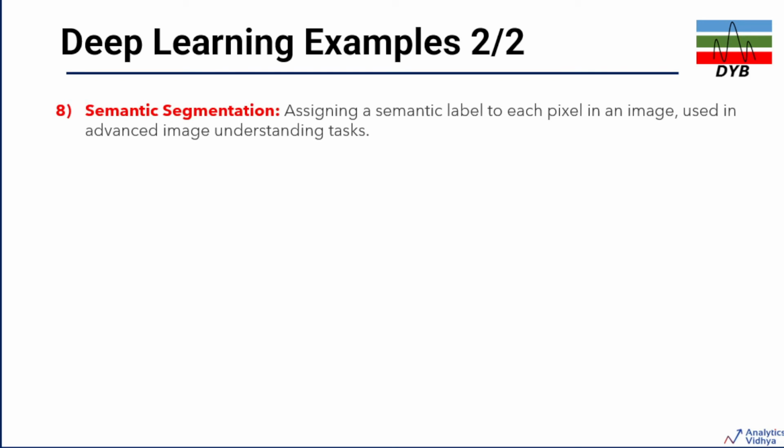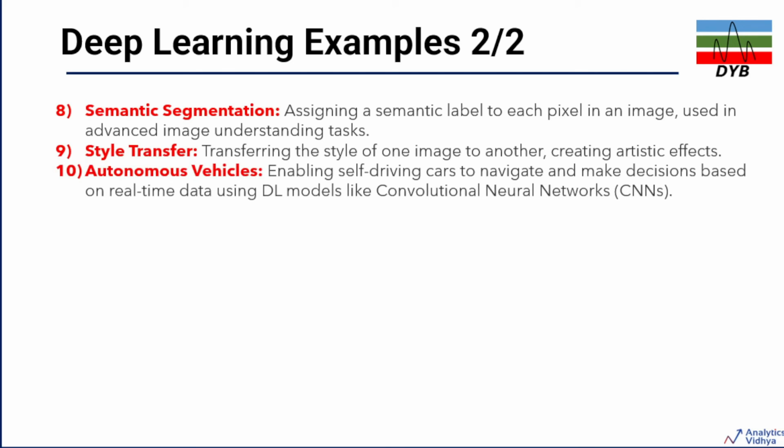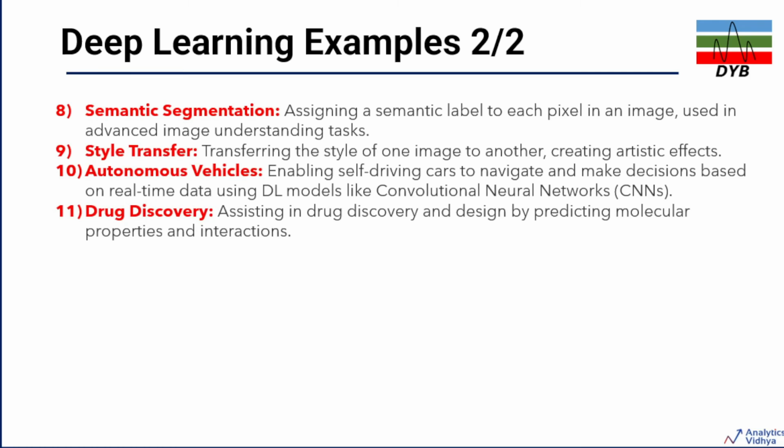Then we have semantic segmentation, which assigns a semantic label to each pixel in an image, used in advanced image understanding tasks. Style transfer, where you can transfer the style as well. Autonomous vehicles also use deep learning because they need more advanced neural networks, doing real-time image classification and image recognition, or maybe video recognition.